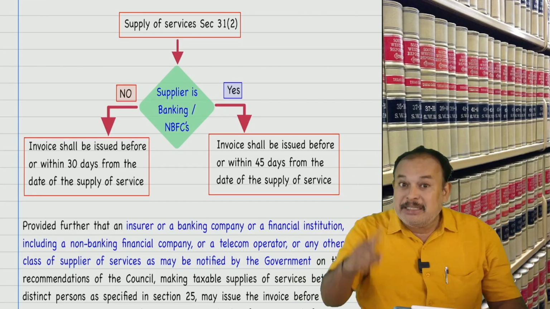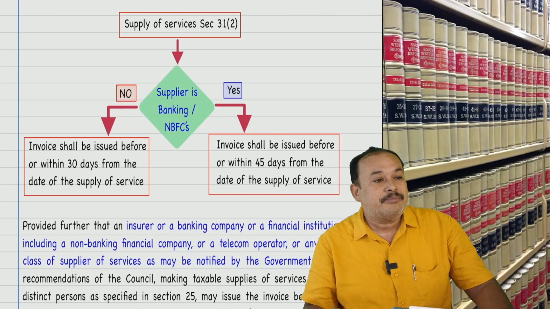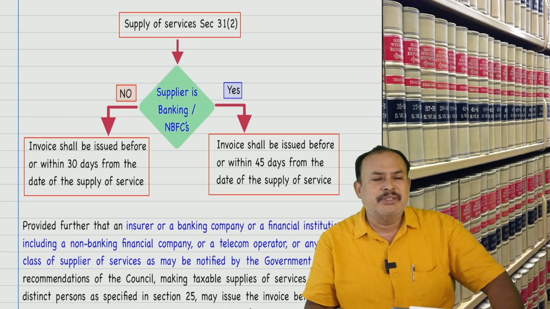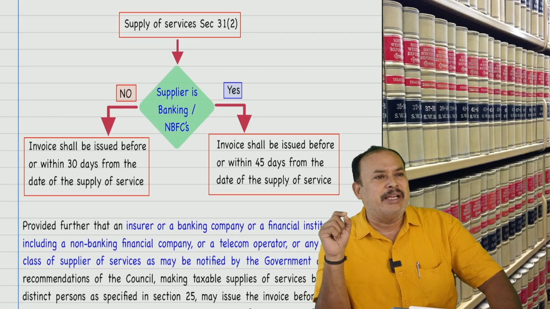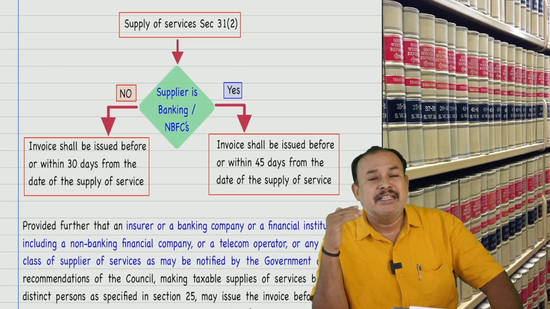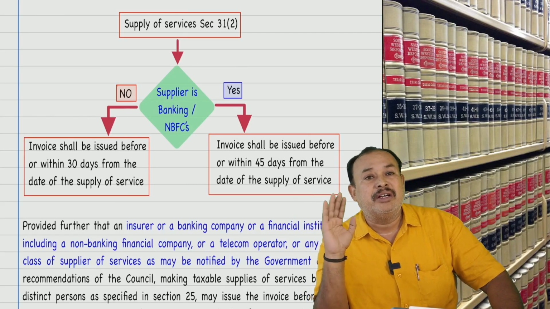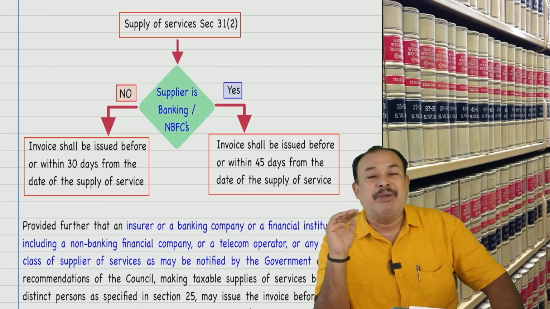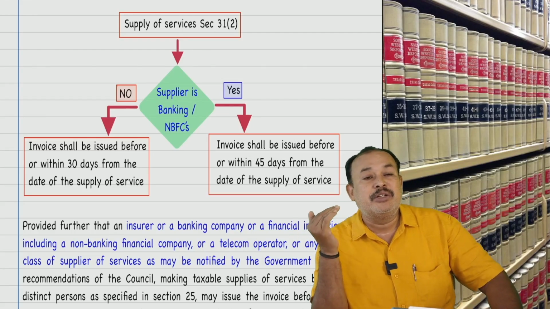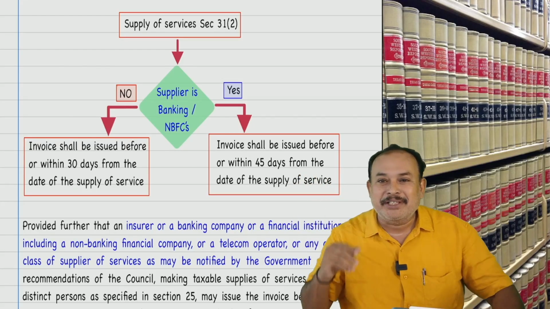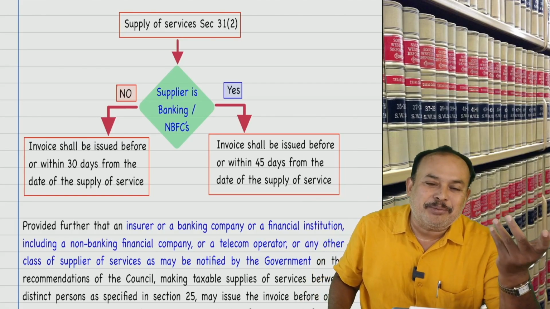This question is definitely going to come in the exam. It already appeared in the last exams. A composition taxpayer should issue dash for their supply. A. Tax invoice. B. Bill of supply. C. Debit note. D. Credit note. You have to say bill of supply. As simple as that.